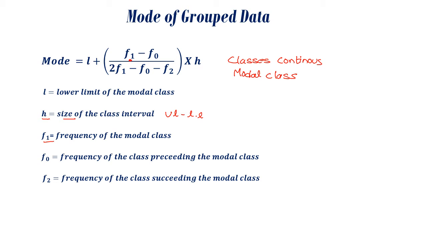Once again, the formula for mode is L plus (F1 minus F0) upon (2F1 minus F0 minus F2) into H. The classes should be continuous. This is the first thing. Next, for finding mode, you have to locate the modal class. Once you locate the modal class, L is the lower limit. H stands for the size of the class interval, upper limit minus lower limit. F1 is the frequency of the modal class. Preceding is F0 and succeeding is F2.